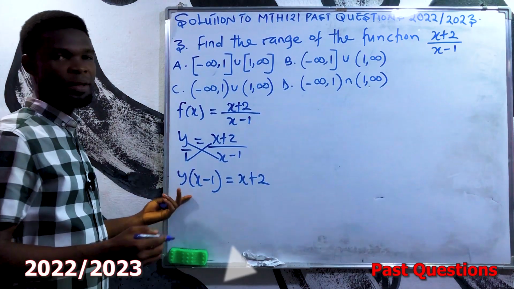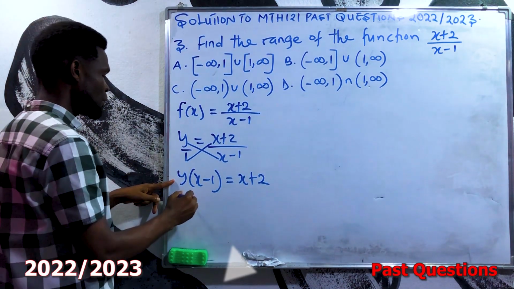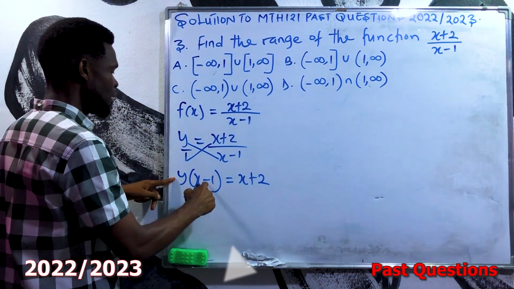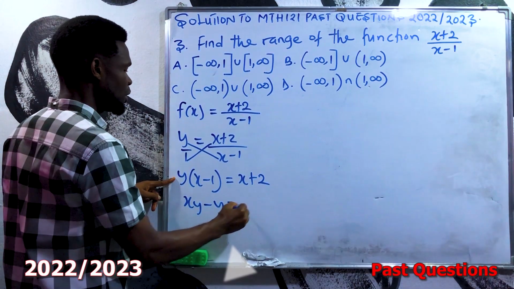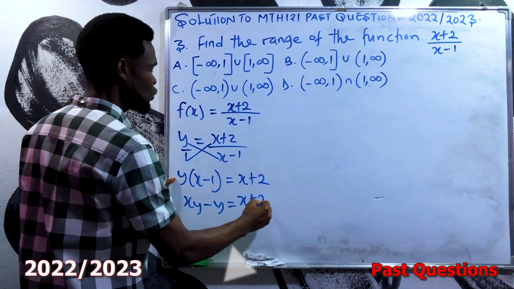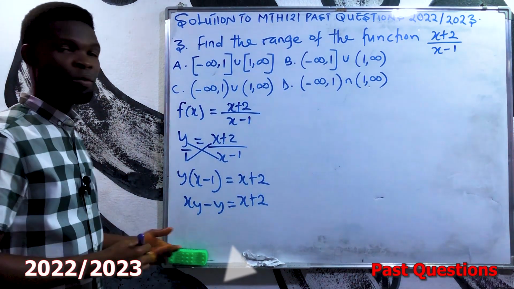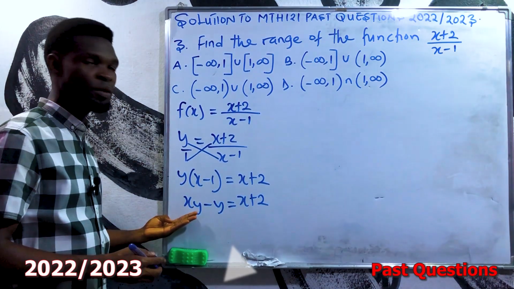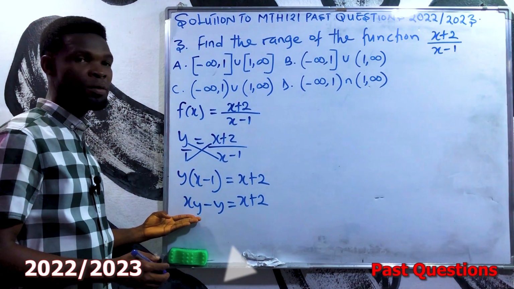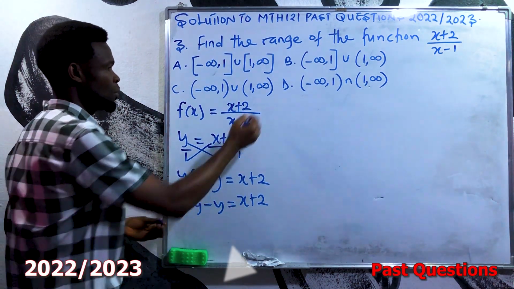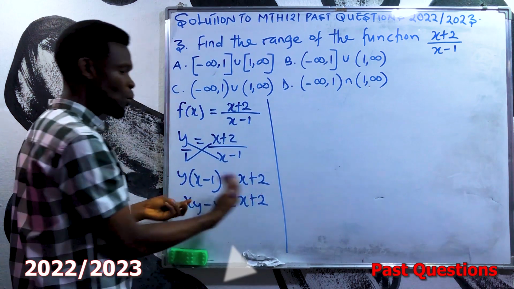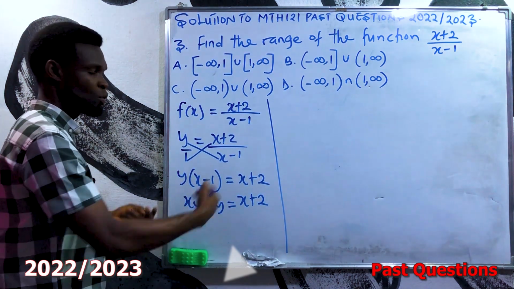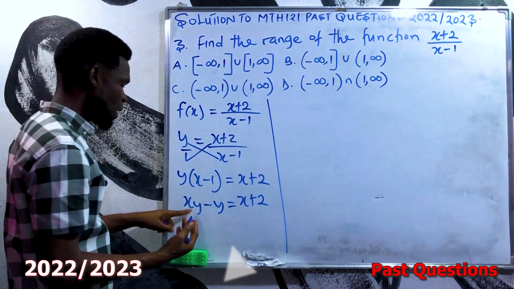Now open the brackets at the left hand side. y times x is xy. y times minus 1 is minus y equals x plus 2. Now don't forget, I want to make x the subject of formula. So from here, I will collect like terms. In other words, let all x be on one side and any term without x be on the other side. So I have xy.